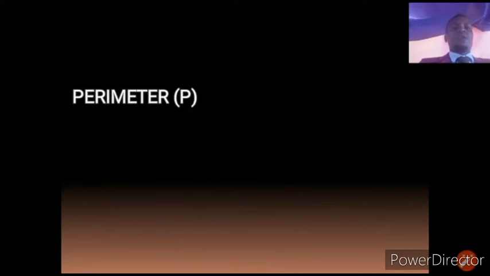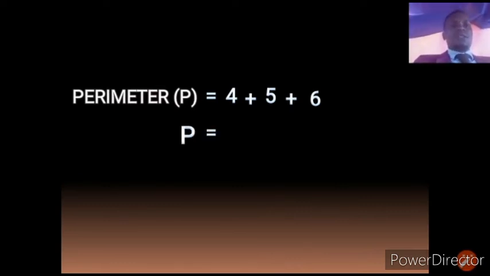my perimeter P is equal to 5 plus 4 plus 6. Or I can say 6 plus 5 plus 4, or 4 plus 5 plus 6. Whichever way you put it, you are going to get the same answer. Therefore, my perimeter is equal to 4 plus 5, which gives me 9, and when I add 9 to 6, it gives me 15 centimeters.